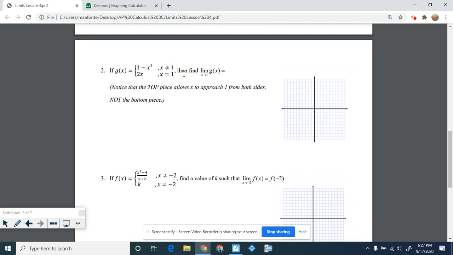Okay? And so now what's the deal? If I want to do the limit of g of x as x goes to 1, which one of these pieces am I using? All right? Pause the video. See if you can answer that. Quick little pause. All right? Welcome back.